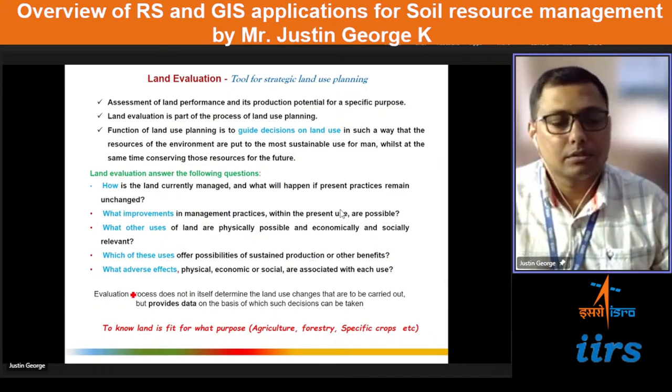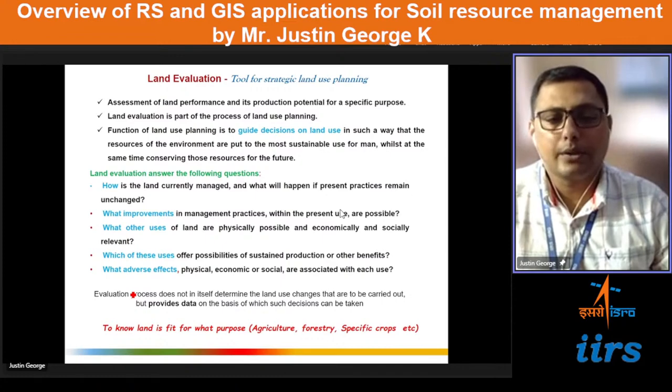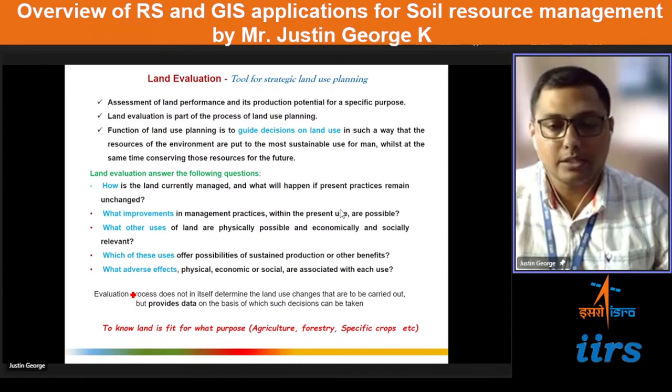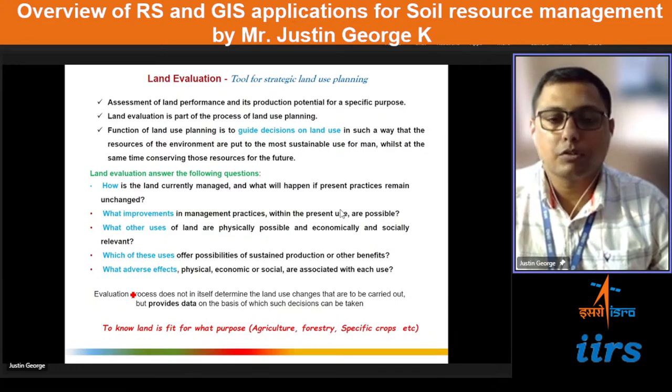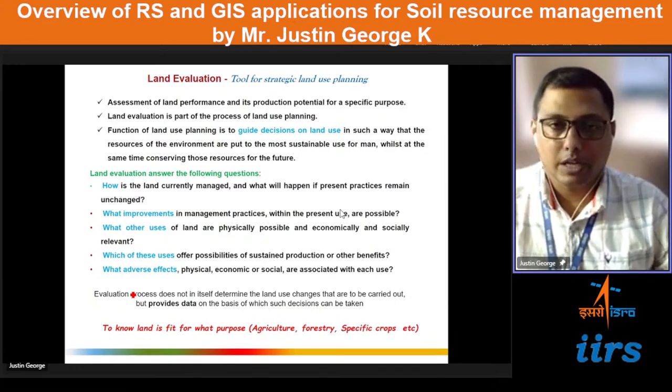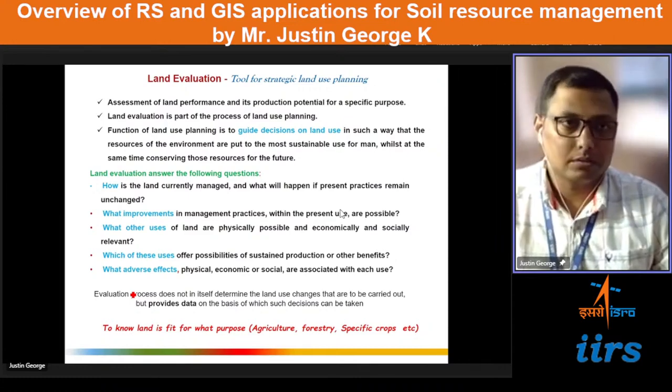The evaluation process does not determine the land use change, but it provides the data based on which the decision maker, including us or you, can take decisions to identify whether a particular land is fit for what purpose, whether this particular land is fit for agriculture or it is fit for forestry, or even if it is suitable for agriculture, which type of crop it is suitable for, depending on the various land as well as climatic parameters.